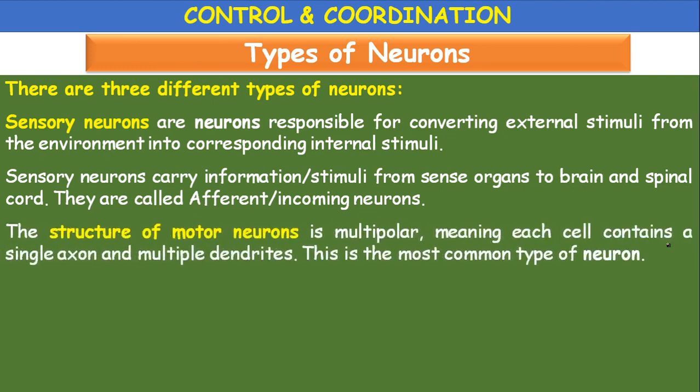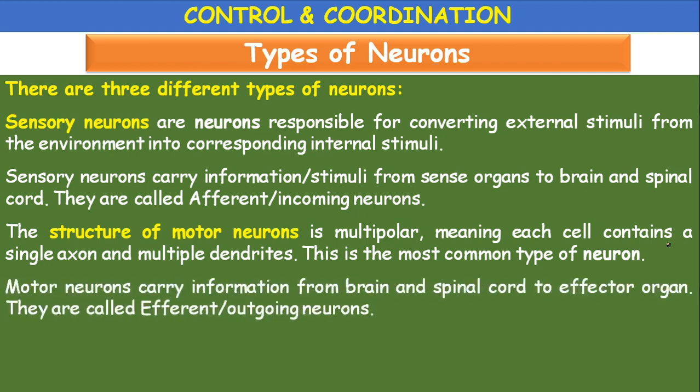The structure of motor neurons, if you take, it is multipolar. Each cell contains a single axon and multiple dendrites. That's why it is called multipolar. This is the most common type of neuron. Motor neurons carry the information from brain and spinal cord to the effector organ. They are called efferent or outgoing neurons. Motor neurons carry messages or instructions from the brain and the spinal cord through efferent fibers to various organs.